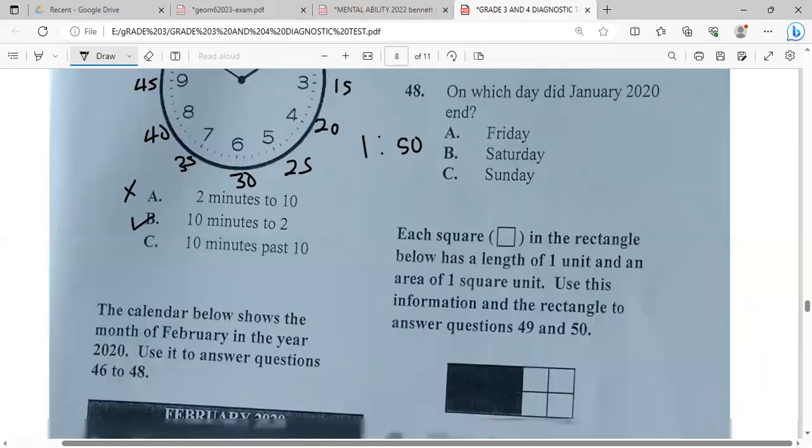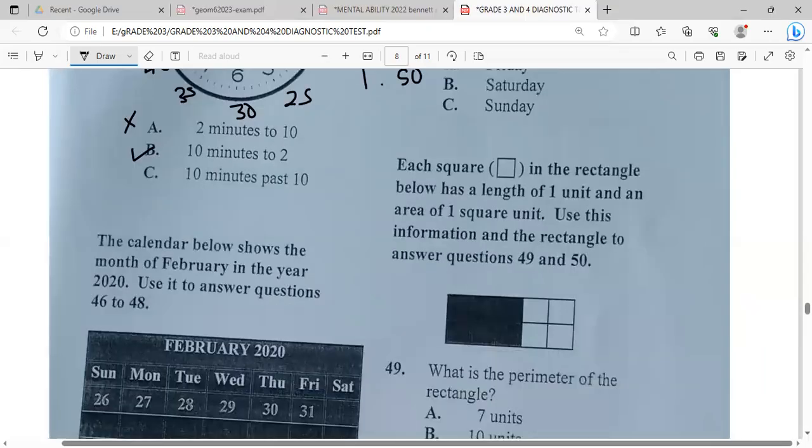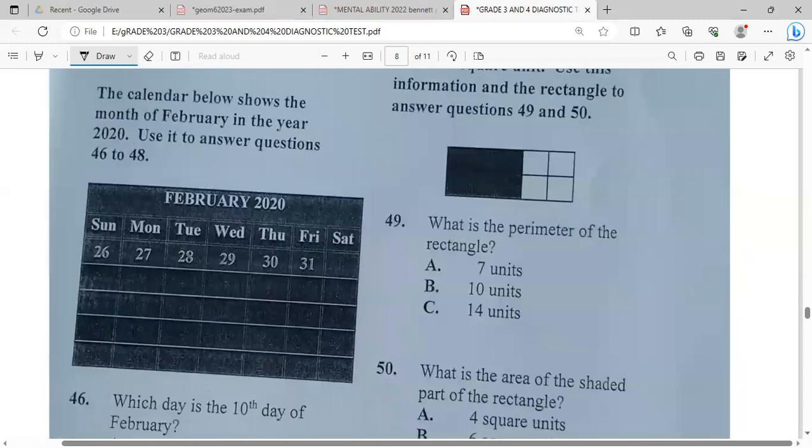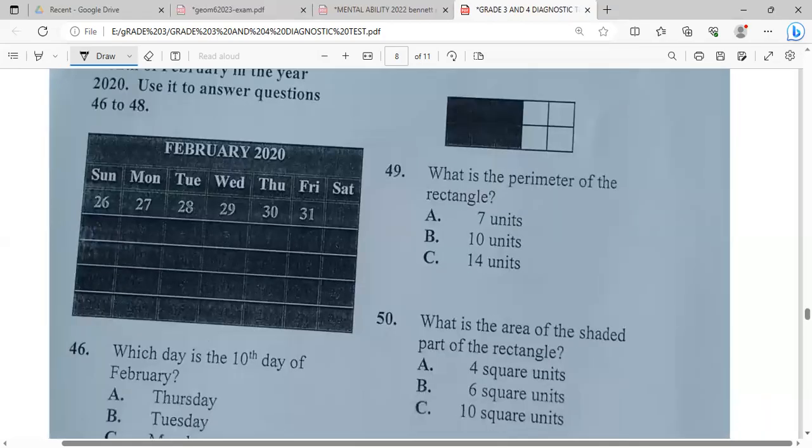All right, the calendar below shows the month of February in the year 2020. Use it to answer items 46 to 48. So 3 questions are going to be based on it. Which day is the 10th of the month? What? These people are crazy, man.